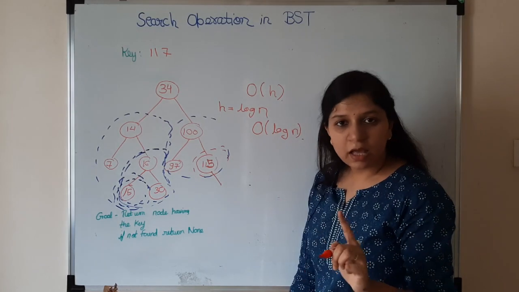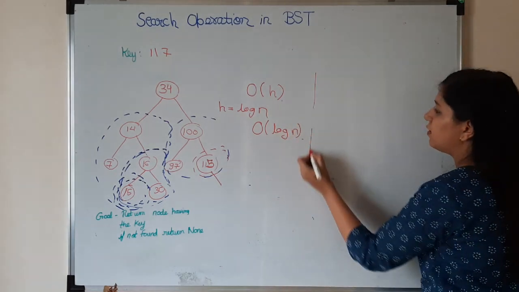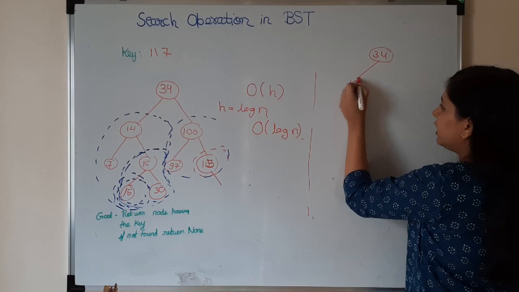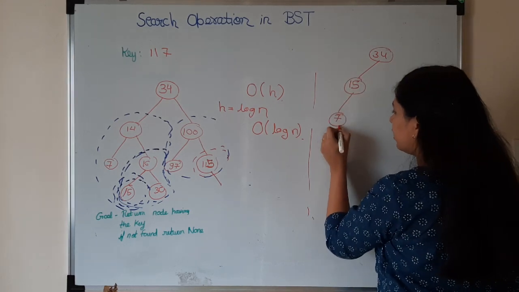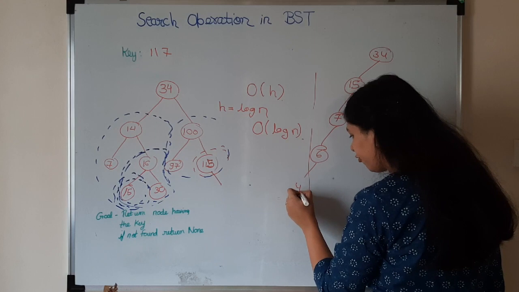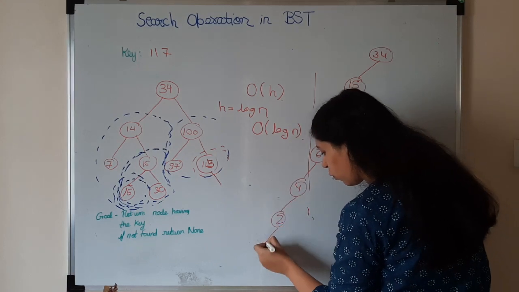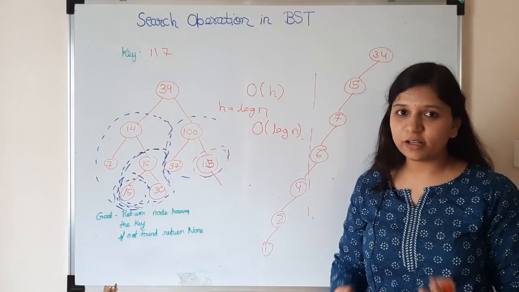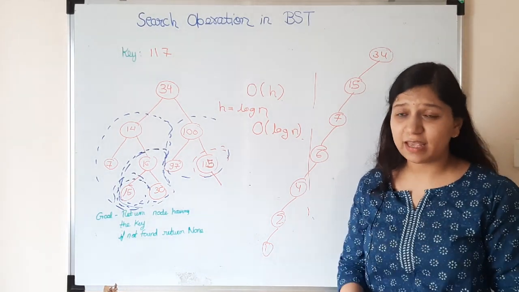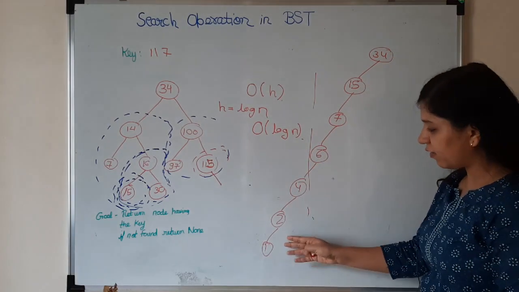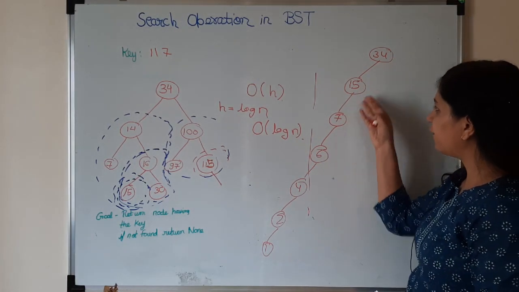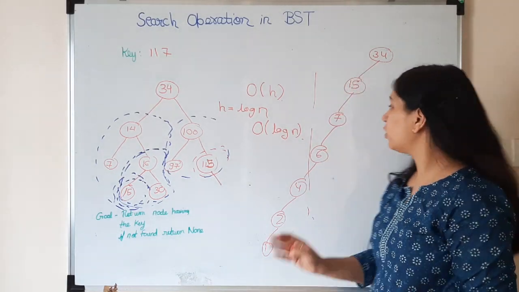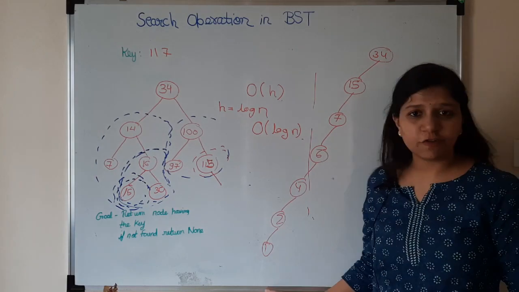Okay, in the worst case, suppose your tree is skewed like this: 34, 15, 7, 6, 4, 2, 1. Let's say this is your binary search tree. Now it is following all the conditions of a binary search tree, but you can see, what is n here? 1, 2, 3, 4, 5, 6, 7. If n is 7, so you can see whatever is the number of nodes, that is the height of your binary search tree.